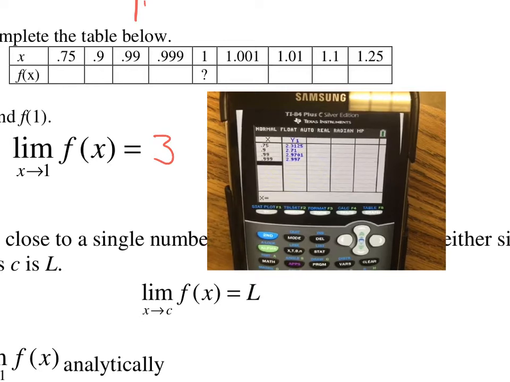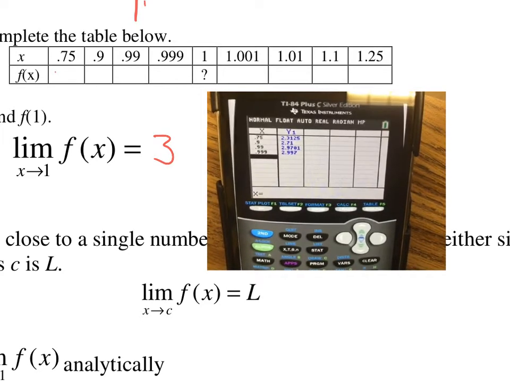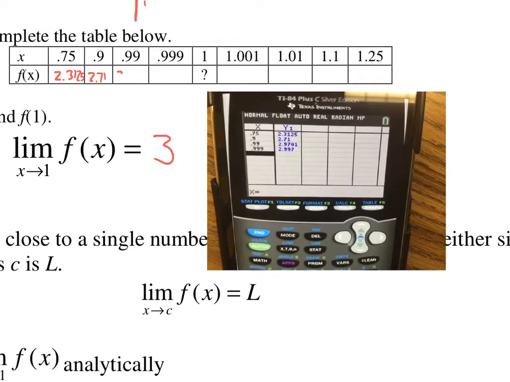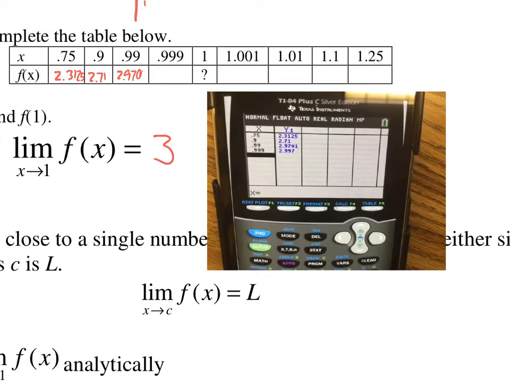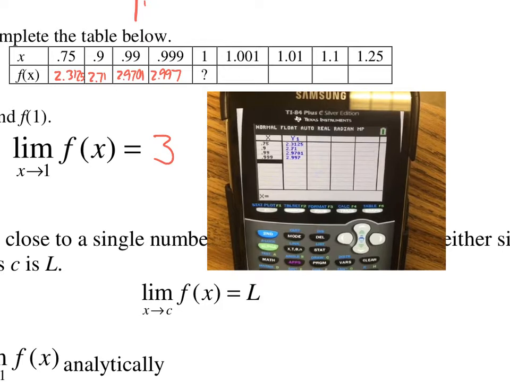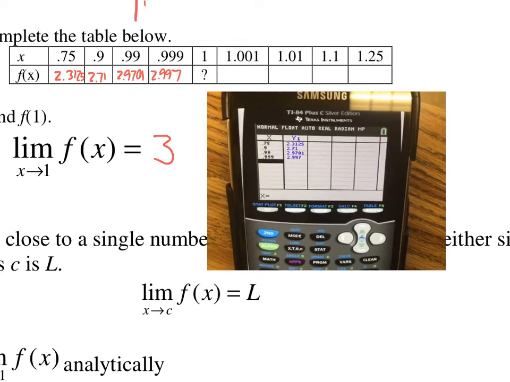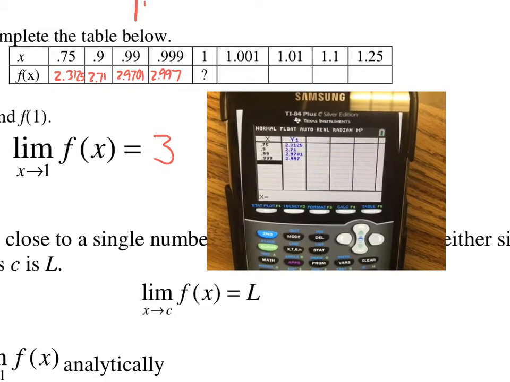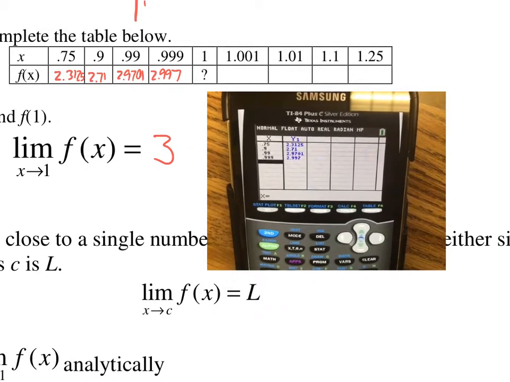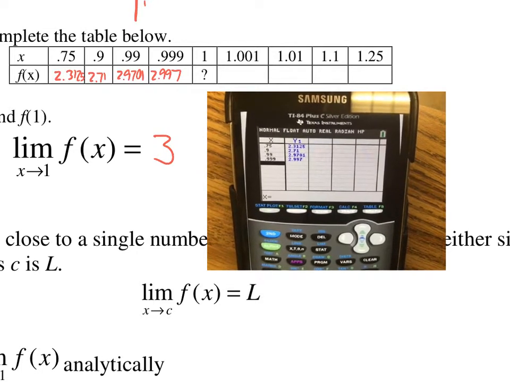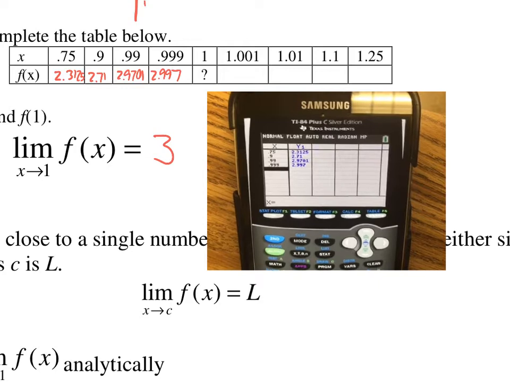So I'm getting those values: 2.3125, 2.71, 2.9701, and 2.997. And by the way, what does it appear that our left-hand limit is approaching? 3. It looks like our left-hand limit is approaching 3. So now I've got to go from the other side, the 1.25.